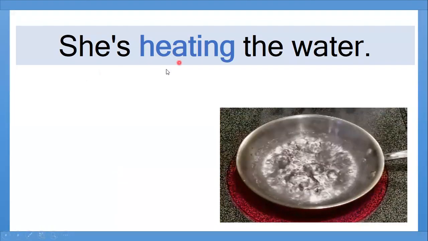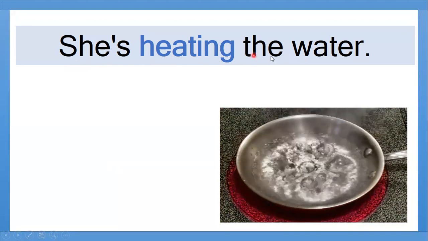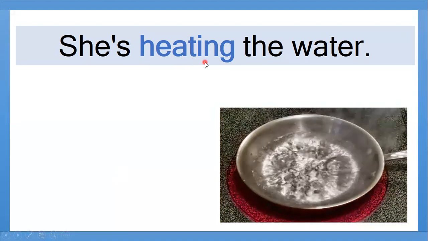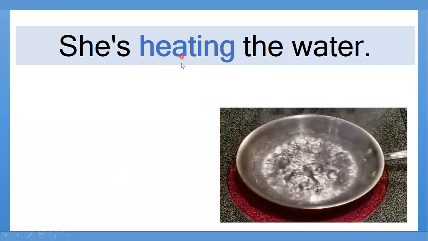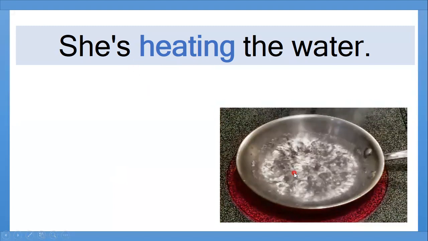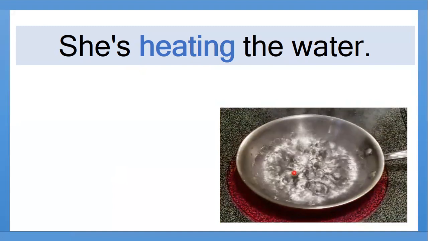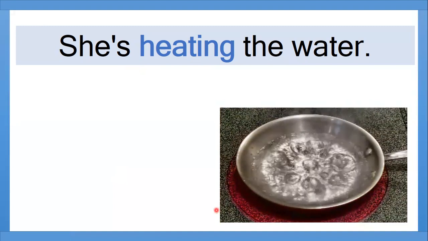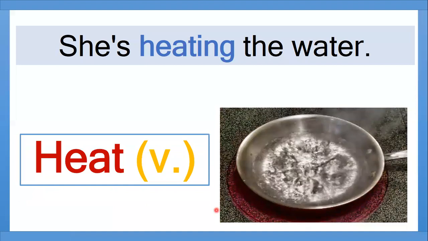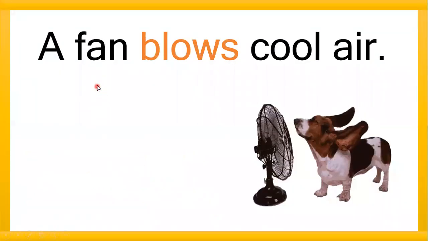We also have another verb here. She is heating the water. We have the verb heat. What do you mean by heat? By putting something on fire, for example. So we are heating it. Another verb. A fan blows cool air. Here, the fan is blowing cool air.